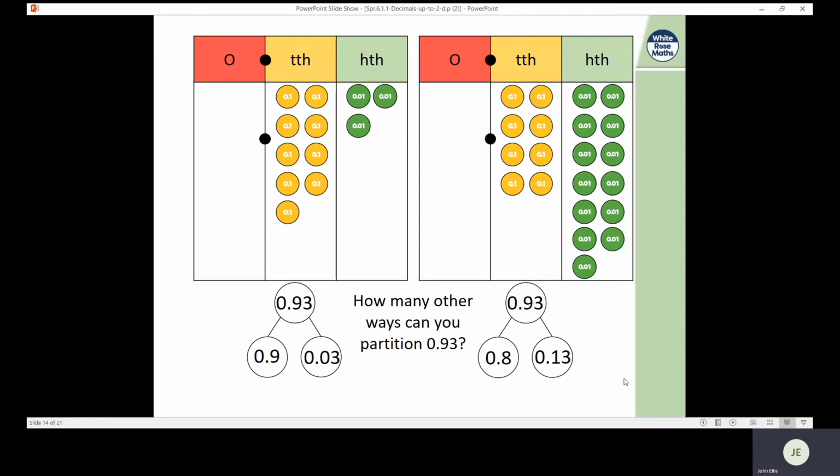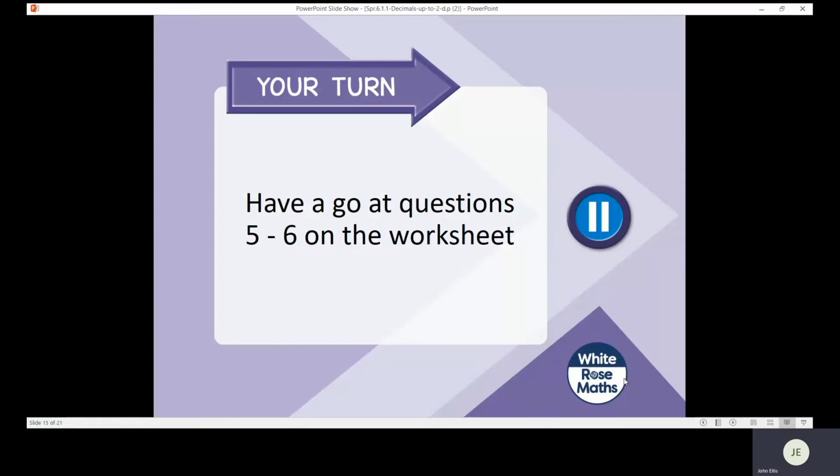Okay, so one way I came up with is 0.7. I'd have 7 tenths, and then I could have 2 hundredths, which makes me 0.93. So again, pause the video or just do the questions on the sheet. Come back to the video at a later time if you need to.